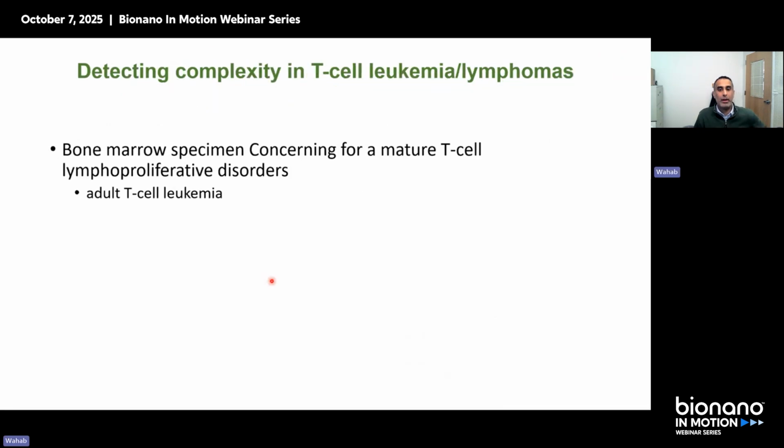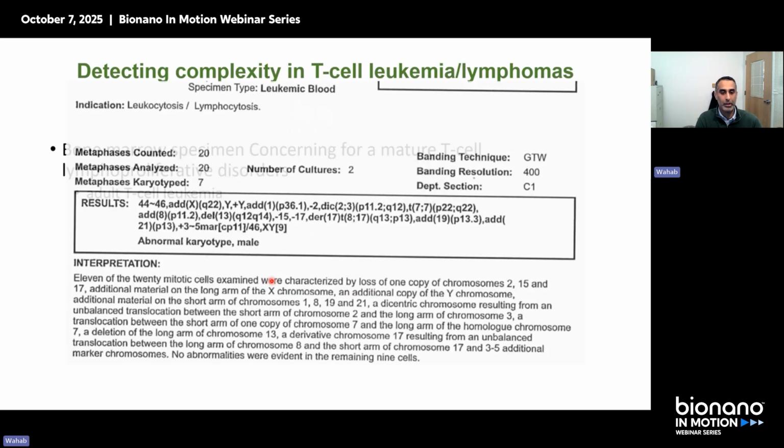Okay, so I'm going to shift gears a little bit and show you a more complex case that was also worked up as a T-cell process, a T-cell leukemia lymphoma. This was a bone marrow specimen concerned for mature T-cell lymphoproliferative disorders. And the karyotype came back and showed a lot of uncertainty, a lot of add chromosomes, as you can note here, a lot of composite karyotypes in this.